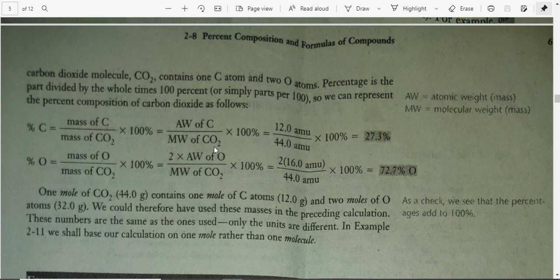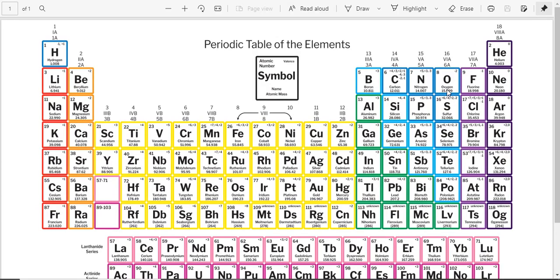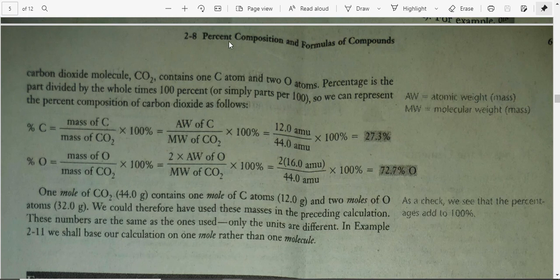Example: the atomic weight of oxygen is 15.9, so round it off to one whole number, so it is 16. Times 2, so 32. Then you have your carbon, which is 12. So that's how you get your 44. So the 12 amu is your carbon. So 12 divided by 44, then times 100. Okay, so that would be around 27.3. So that is the percent of your carbon.